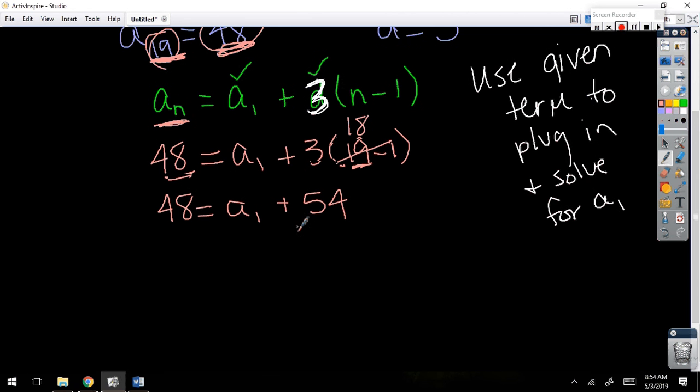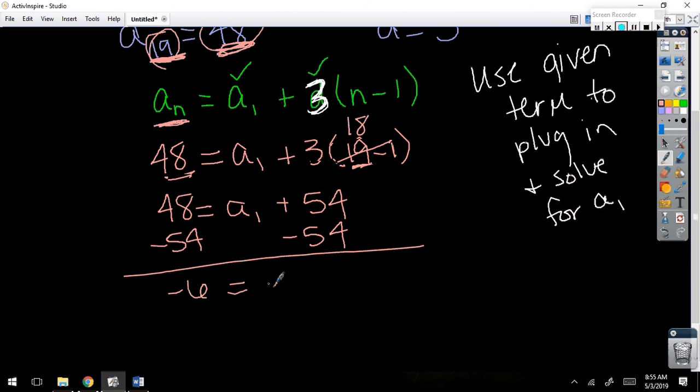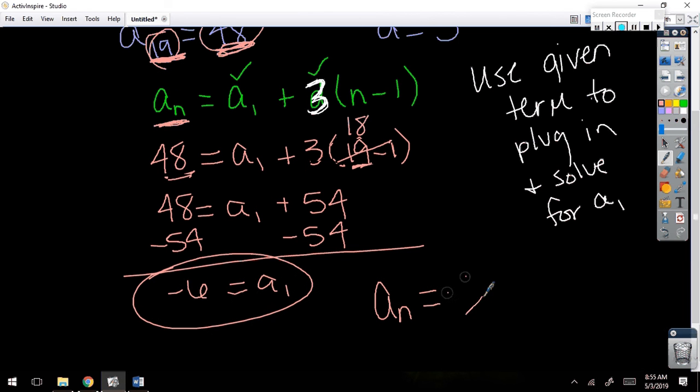If I subtract 54 from both sides, what do you get? Negative 6. Now look, that's my A1, right? So what is my final equation? What's the first term? Plus 3, which is the difference, right? And minus 1.